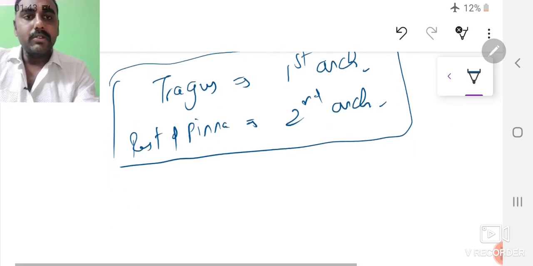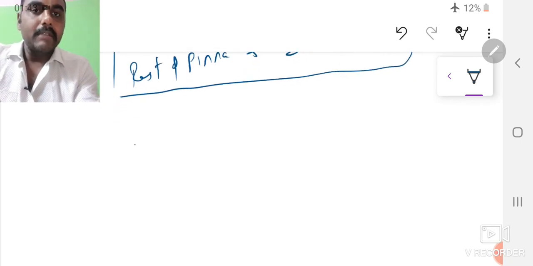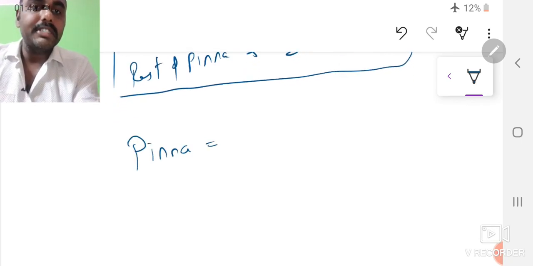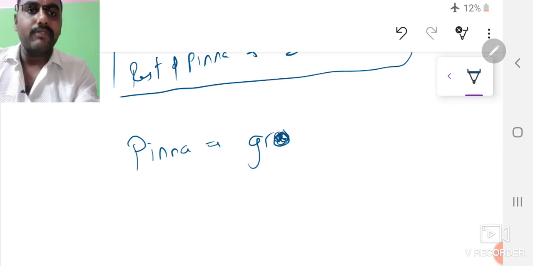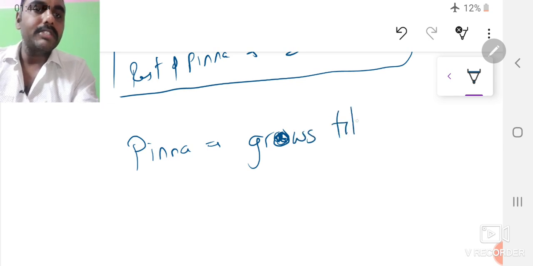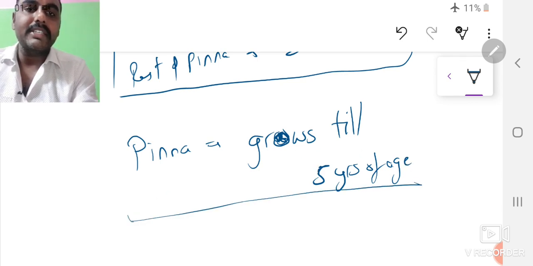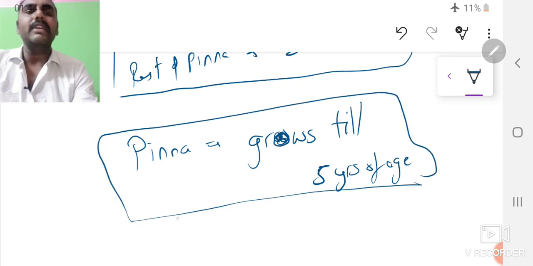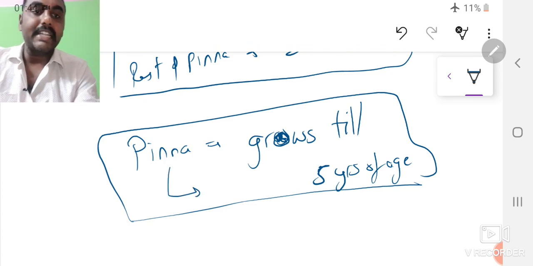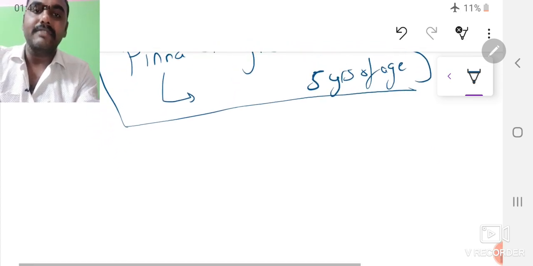The pinna usually attains a full size at birth, but it usually grows till 5 years of age. The pinna is mature at birth, that means all the elevations and all the depressions are fully formed, but it keeps growing till 5 years of age. So the pinna usually develops its adult size by 5 years of age.